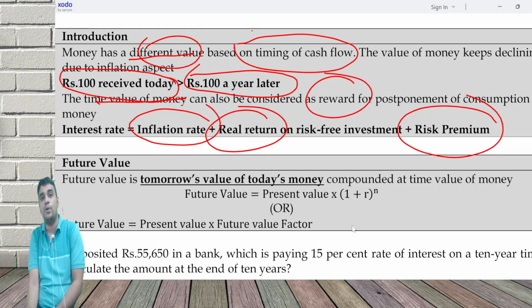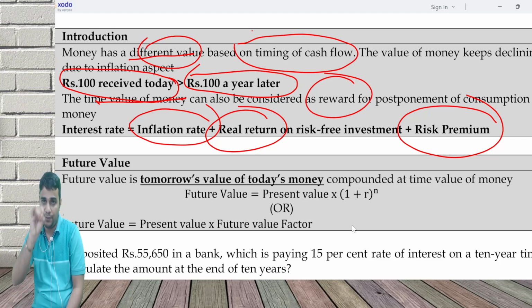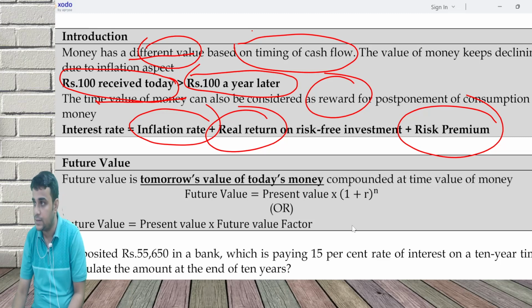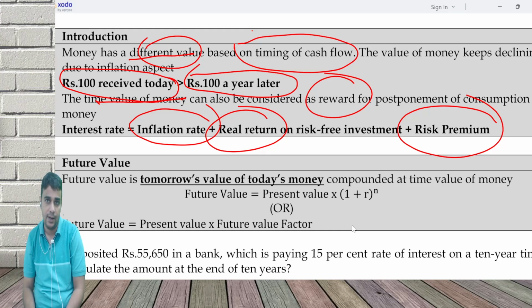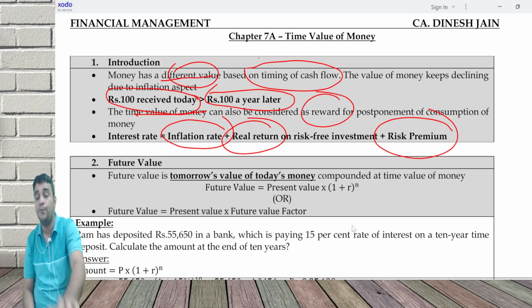If I am postponing consumption, please give me some reward. What is the reward I want? First, inflation. Second, the real return which the government is giving. And third, on top of it, you give me something extra, depending on where I'm investing the money. Clear? Any doubts on this? Now let's come to the first concept, future value.